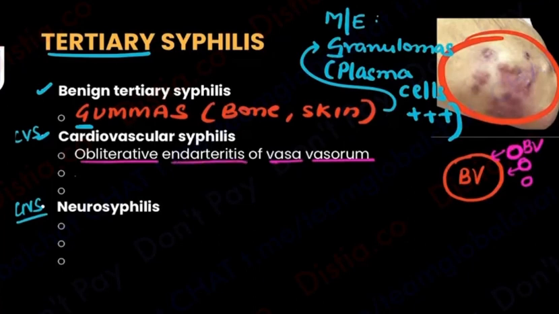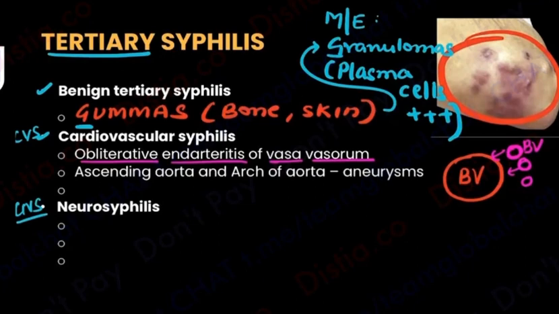Apart from that, the aorta, everything about aorta is involved. There is arch of aorta, ascending aorta, aortic valve, everything aorta is involved. So when I talk about ascending aorta and arch of aorta, you will say they will show aneurysms. And when I talk about the aortic valve, that will show aortic regurgitation. So everything about aorta is definitely going to be involved.